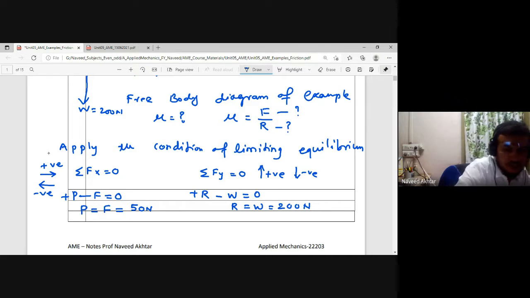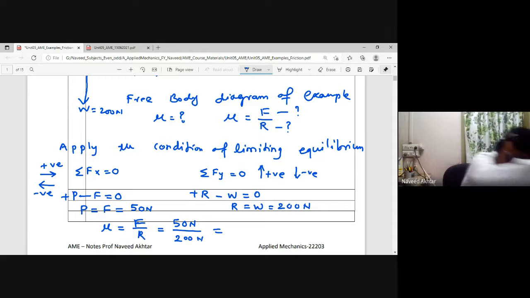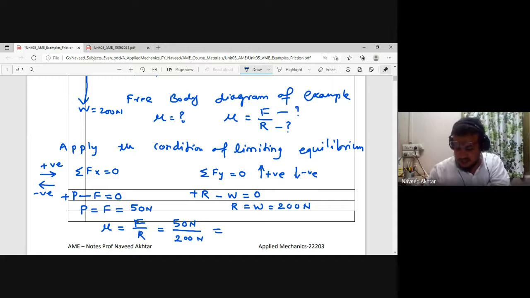Now we know that what is the mu? Mu is nothing but F upon R. F की वैल्यू हम लोगों ने मालूम किया, that is 15 न्यूटन, and R की वैल्यू हम लोगों ने मालूम किया is 200 न्यूटन. What will be the value of coefficient of friction? That is 15 divided by 200. 15 को 200 से डिवाइड करेंगे तो क्या आंसर आएगा हमारा?